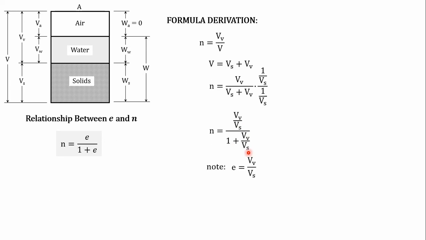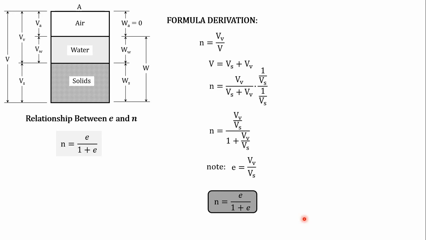Take note that the void ratio is equal to the volume of voids divided by volume of solids. Okay, so this formula will simplify to this formula, which is N is equal to e over 1 plus e. Okay, so dyan siya galing.